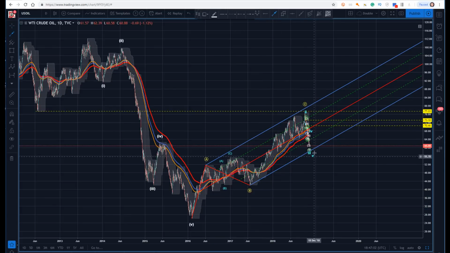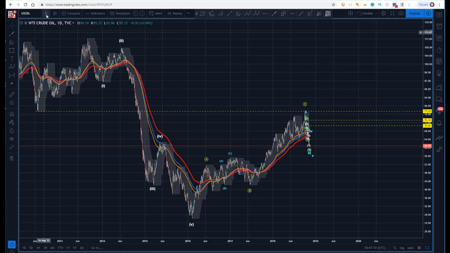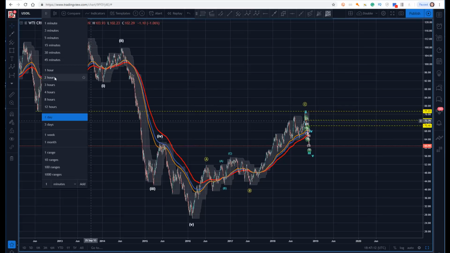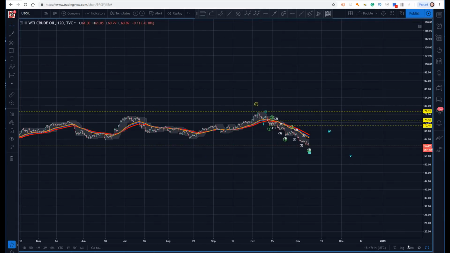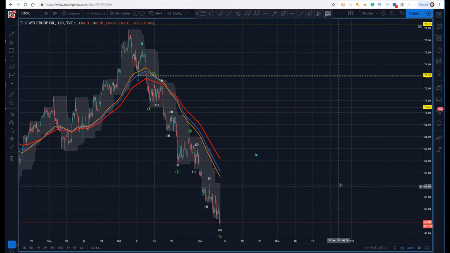So if we're going to break this lower channel, that would suggest more down here. So let me pull that off. All right, so let's go from our daily. Let's try 2 hours, see what that looks like. This is a little tricky coming down here. Let me open this up.